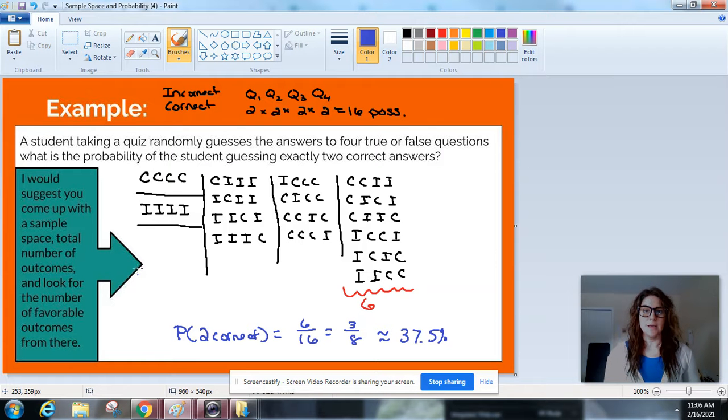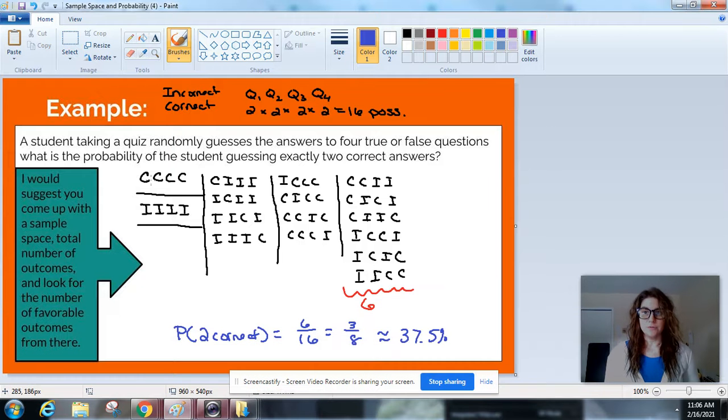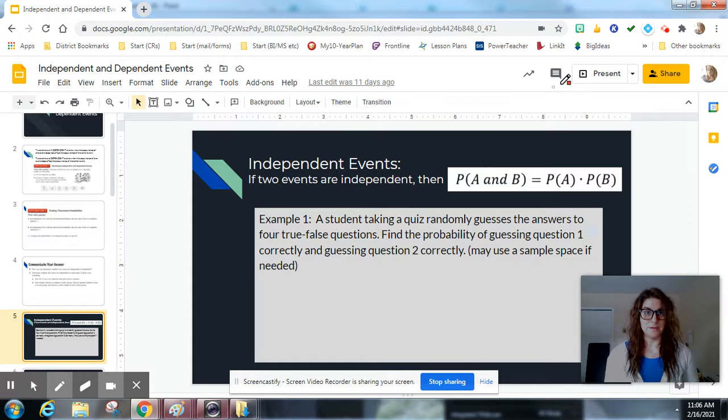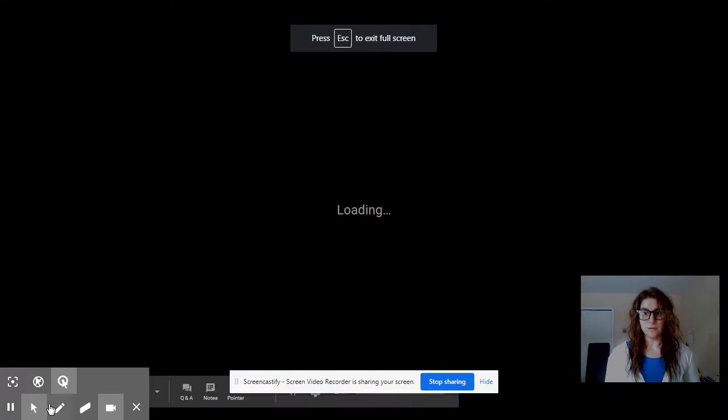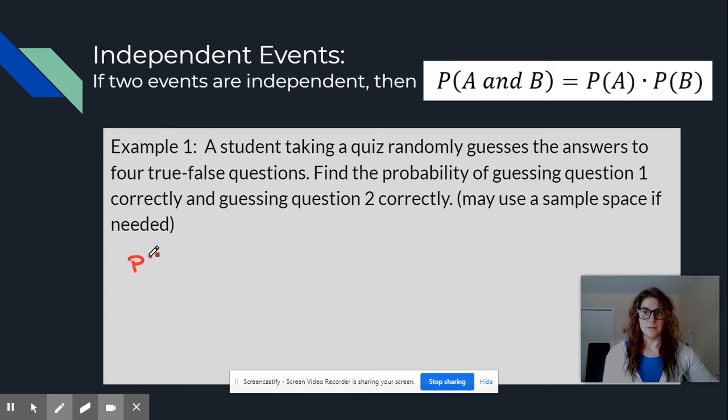So here was our sample space. If I look at this, I have 1, 2, 3, 4, 5, 6, 7, 8 corrects in question 1. So it's 8 out of 16. And for question 2, 1, 2, 3, 4, 5, 6, 7, 8. So again, another 8 out of 16. So if I go back here, okay, and again, I would have the probability of 1 correct was 8 out of 16, or 1/2 if you want to reduce it.